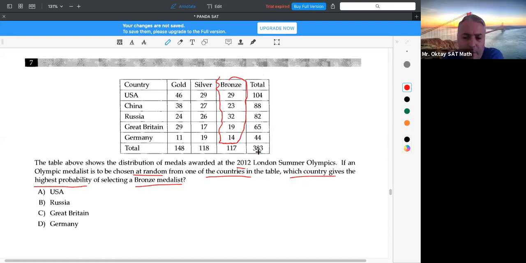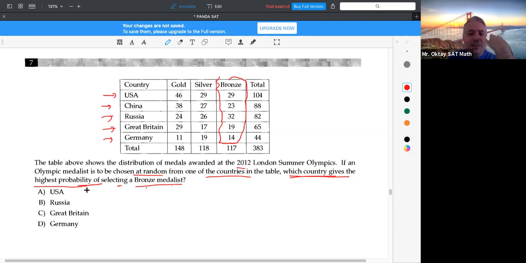Let me read that one more time. If an Olympic medal is to be chosen at random from the countries in the table, which country gives the highest probability of selecting a bronze medal? So first of all, we are comparing country by country: US, China, Russia, Great Britain, or Germany. It says which country gives more bronze medals. But how can I say this? I have to approach the question by using the ratio.